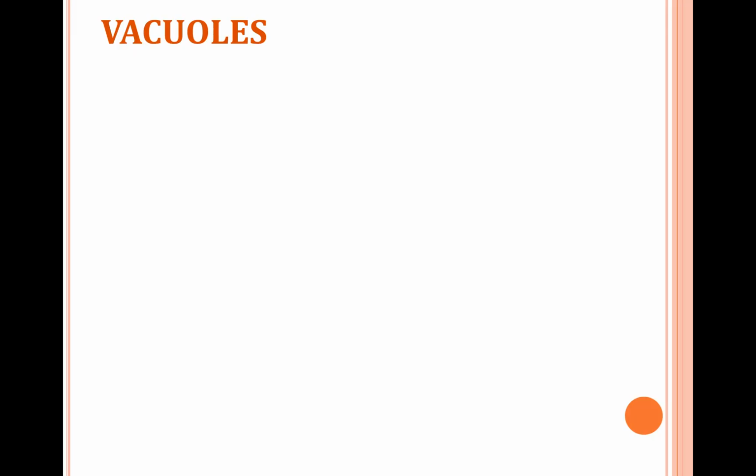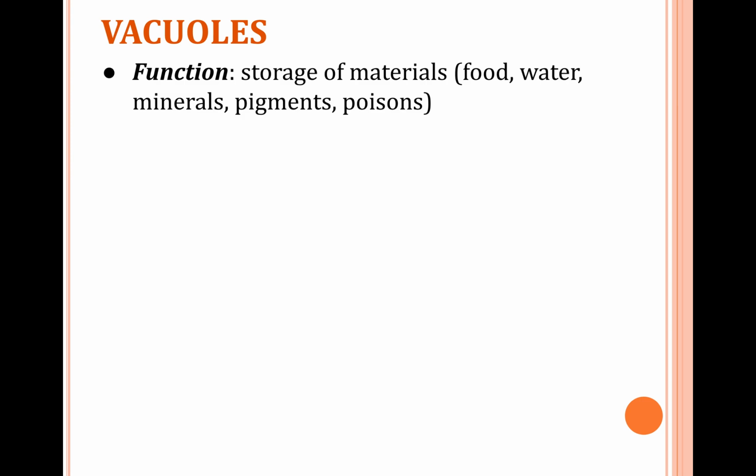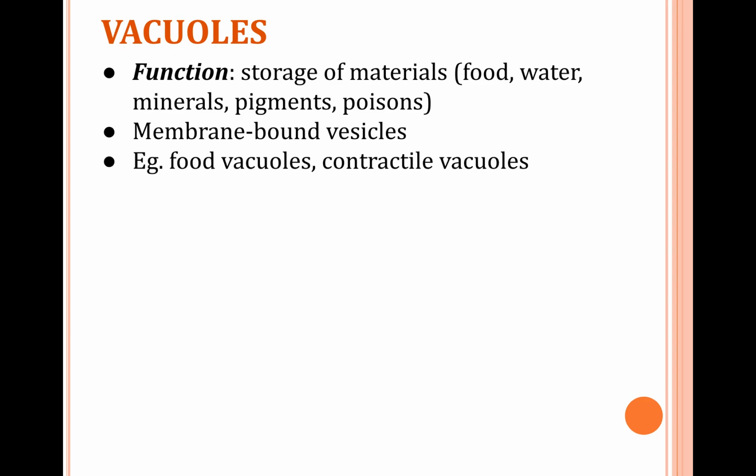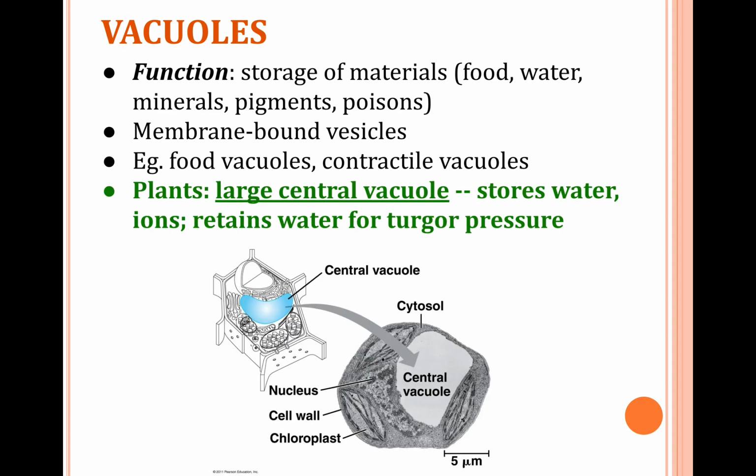Okay, the next organelle we're going to discuss are called vacuoles, and the main purpose of them is to store materials like food, water, minerals, pigments. Like in plants, they may have vacuoles that contain pigments, and some cells might house poisons to separate the poisons from the rest of the cell so that it doesn't harm the cell itself. These are also membrane-bound vesicles, and you can have special vacuoles such as food vacuoles or contractile vacuoles. Those might be found in paramecia or single-celled organisms.